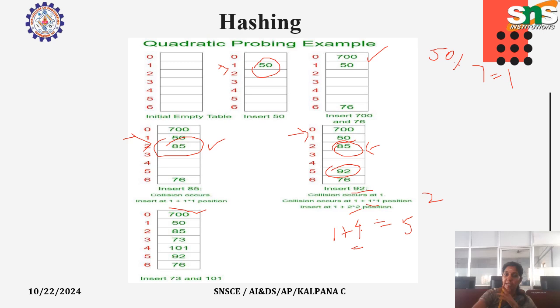In this way I can do it. This 1 is the index position, plus 4 is the i square value, and when you add them you get the hash value 5. So at the fifth location I insert 92. In this way we can do quadratic probing.